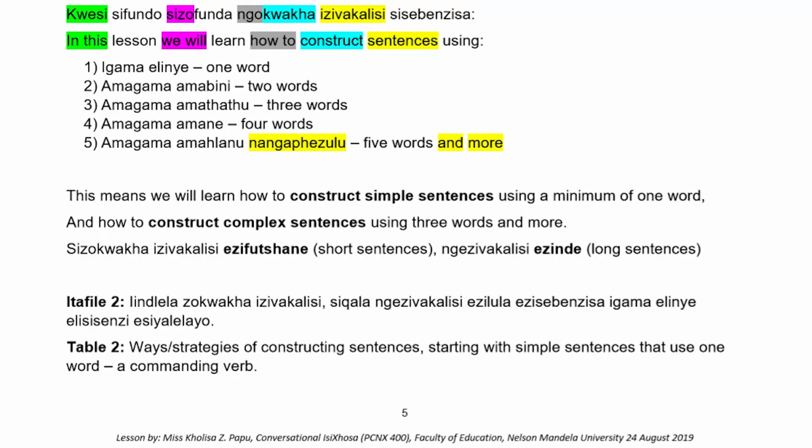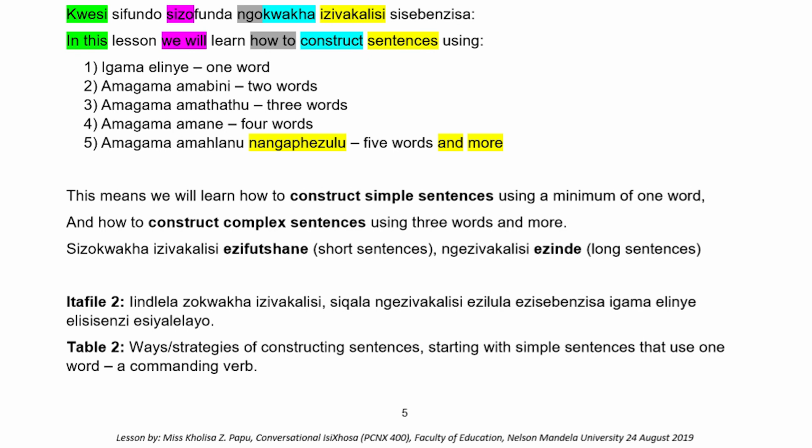So how exactly do we construct sentences? Sizakha njani izivakalisi? Zininzi indlela zokufundisa ukwakha izivakalisi. There are many ways and strategies to use when you teach someone about how to construct sentences. In this lesson, we will learn how to construct sentences using 5 different ways. Kwesi isifundo, sizofunda ngokwakha izivakalisi sisebenzisa indlela ezinhlanu. 5 different ways, indlela ezinhlanu.